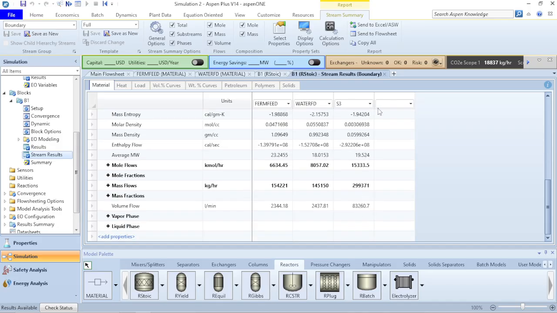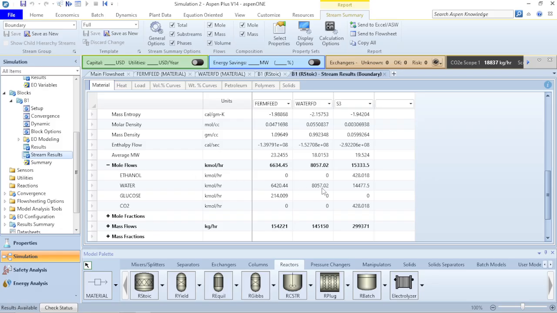Alright, so in S3, remember S3 is our product stream. You can check the mole flow. And I can see that my glucose, which was 214, that's the inlet from the FEM feed, was converted, totally converted. Remember, that's what we specified. And then now we are having 428 kilomoles of ethanol being produced, and we are having the same thing too, 428 for CO2.